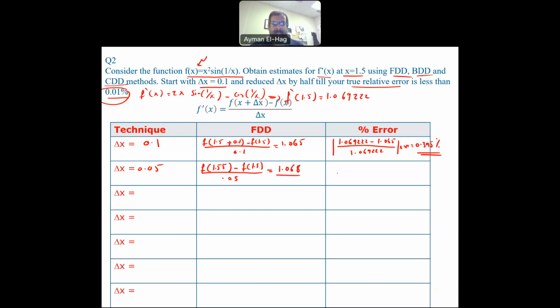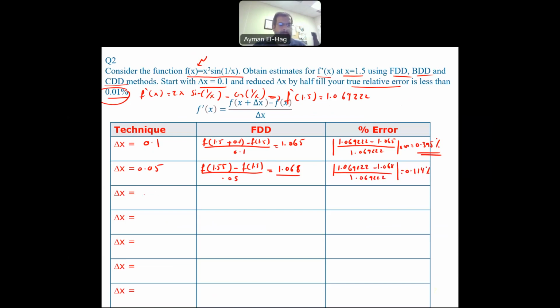1.068. So again, I will compare this with the true error. So it will be 1.069222 minus 1.068 divided by 1.06922, and this will give me an error percentage of basically equal to 0.114%.